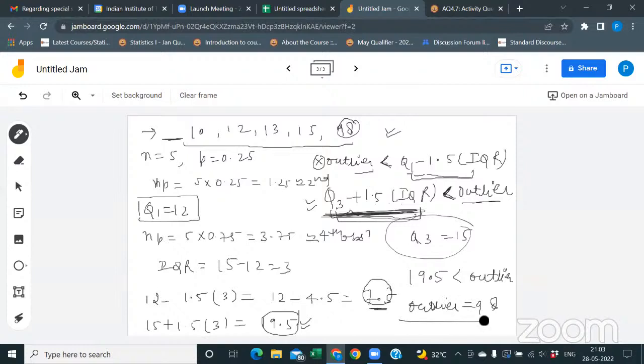Suppose I ask how many outliers there are. Then what will be the answer? 1. And suppose there is a value like 6, then this condition will also be satisfied. Then there will be 2 outliers. Got it? Thank you, sir, for clearing the concept.